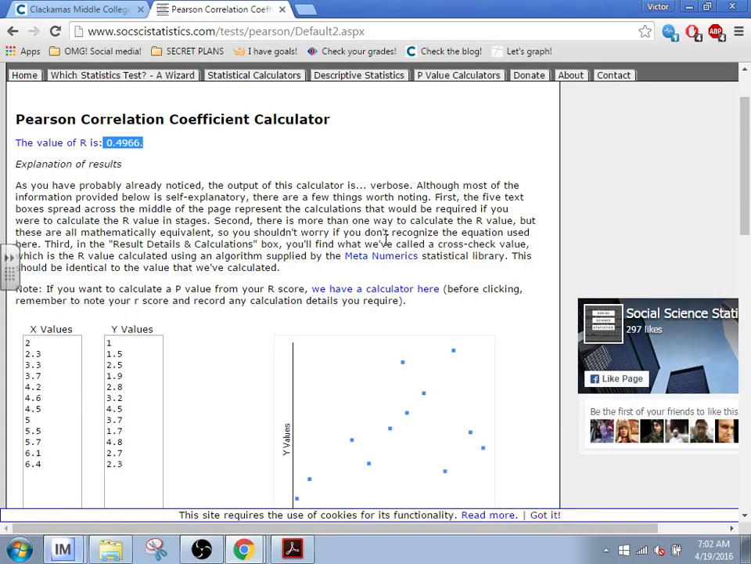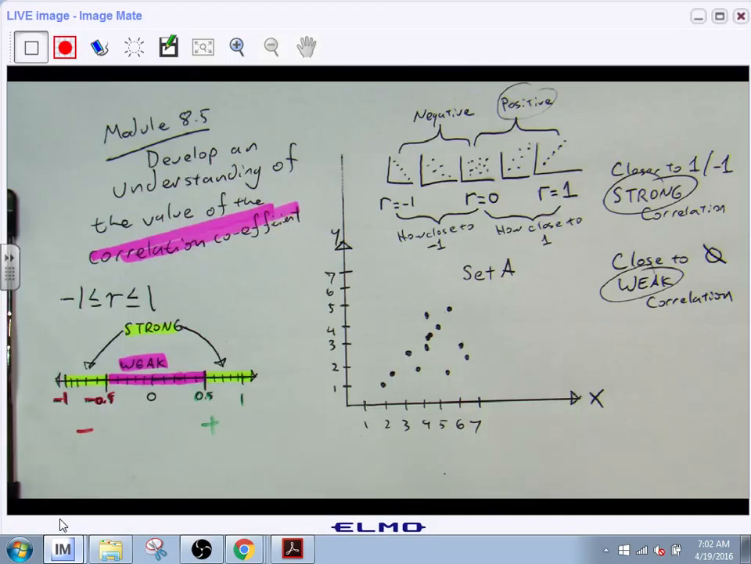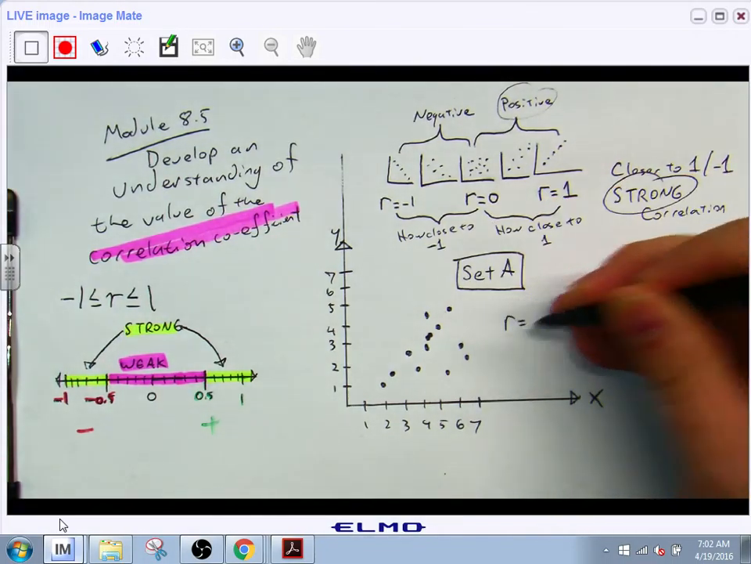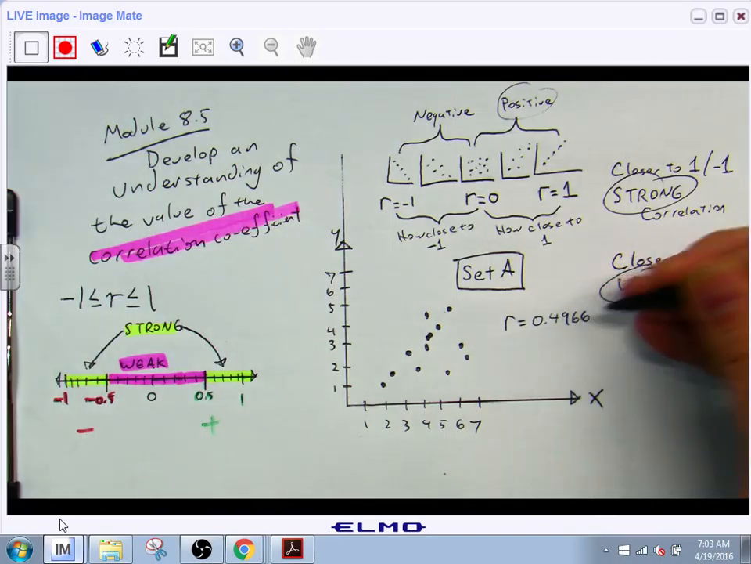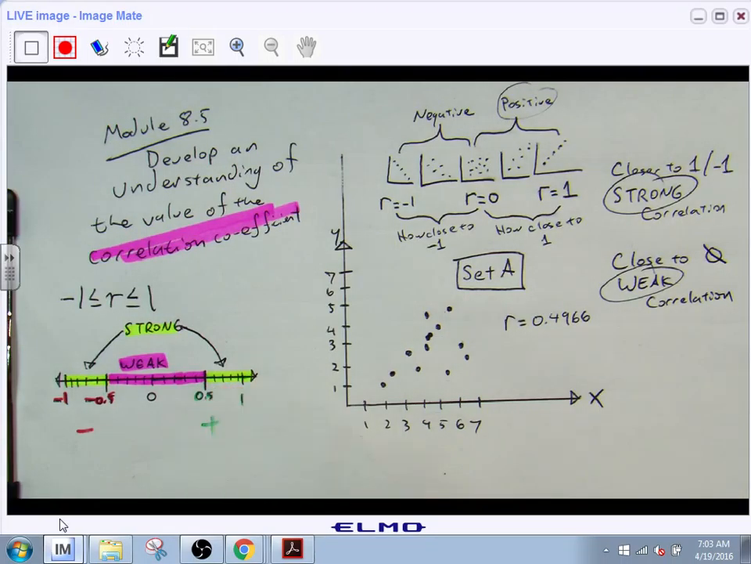When we see that R is 0.4966, okay, let's go back to our notes. So this R value for set A, our correlation coefficient, is 0.4966. I was pretty close. I said it's somewhere around that 0.5. It's not strong, it's not weak. It's just a hair to the weak side.